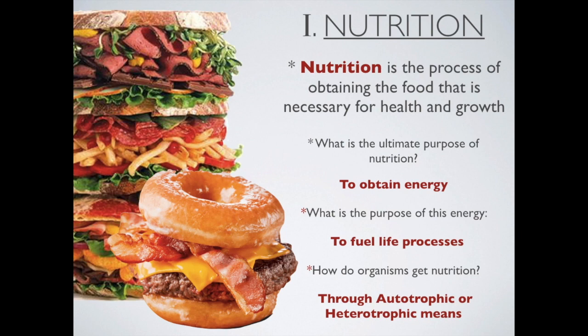Autotrophs, such as plants, get their energy from the sun. Certain bacteria may use chemicals, which are called chemotrophs. Heterotrophs get their food or their energy from eating other things. It could be eating grass, which we learned is herbivore, or eating meat, which could be carnivore or omnivore.